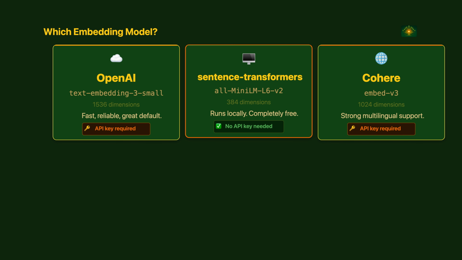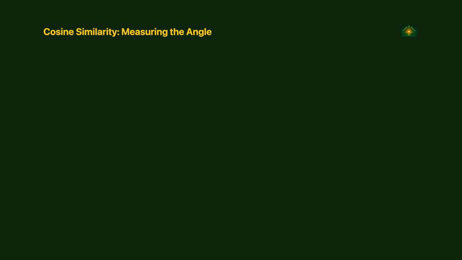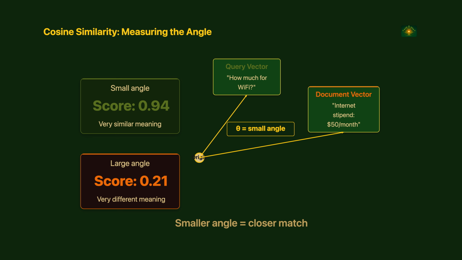Now, how does the database find the closest match in milliseconds? It uses cosine similarity. Picture two arrows from the same origin. The angle between them is the similarity score. Small angle, similar meaning, score near 1. Large angle, very different, score near 0. Wi-Fi and internet stipend had a small angle. That's why it matched. For a million vectors, even cosine similarity 1 by 1 is too slow.